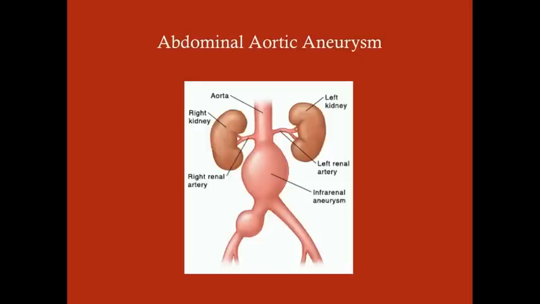So this is just an example of the abdominal aortic aneurysm. Like I said, they usually are infrarenal, so they happen inferiorly to where the renal arteries come off, but they usually happen above the bifurcation of the common iliacs.